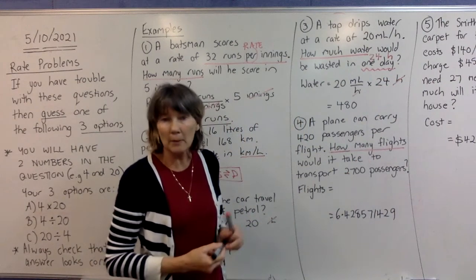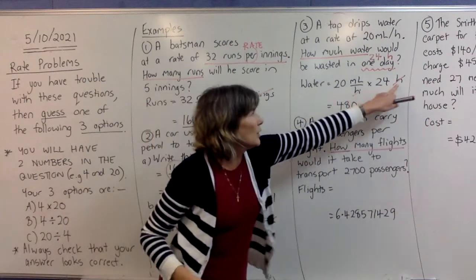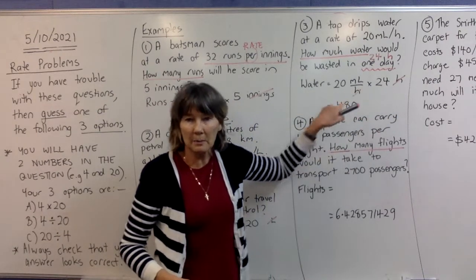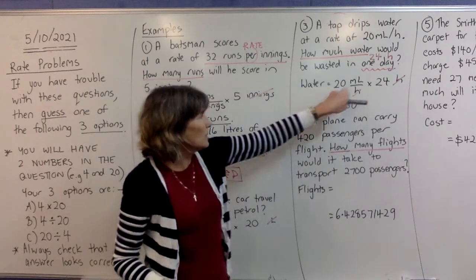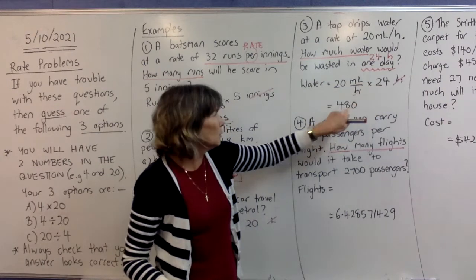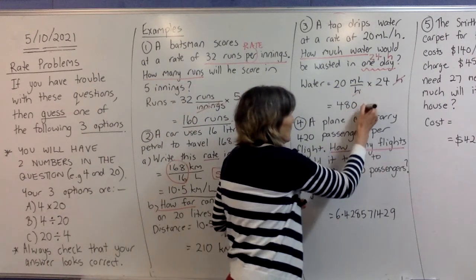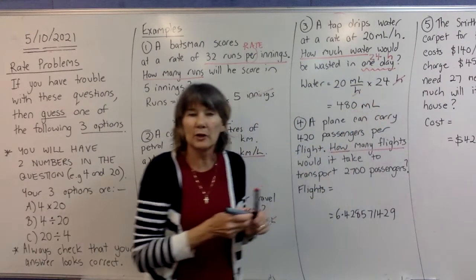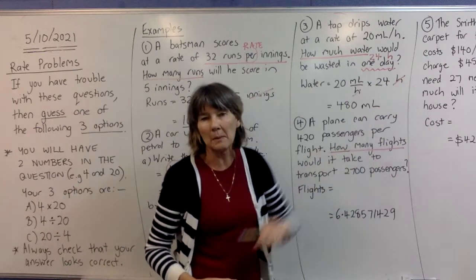All right, not times 1. We have to have these units the same so we can cross them out. Then you just do 20 times 24 on your calculator and you'll get 480. And we've only got millilitres left because we crossed out the hours, didn't we?